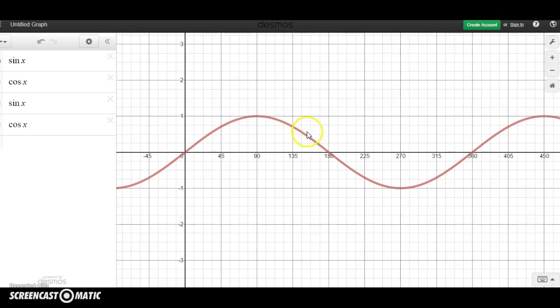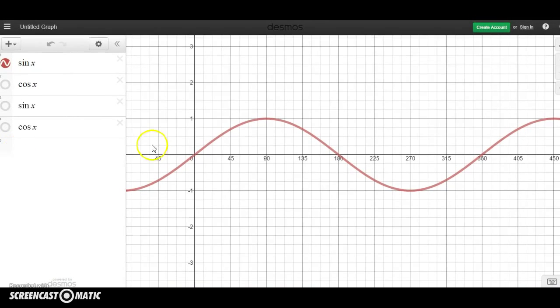Okay, so just be careful. Just make sure you're on the right settings. Otherwise, you can have some wacky stuff show up on your graphs. Okay, so Desmos again, Desmos.com.